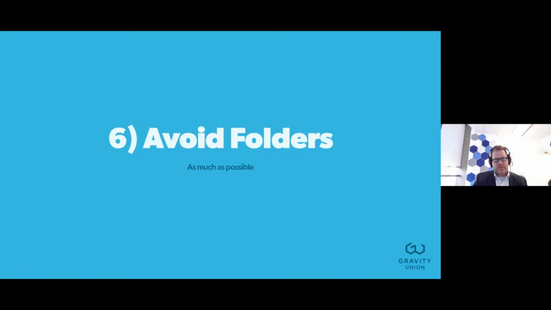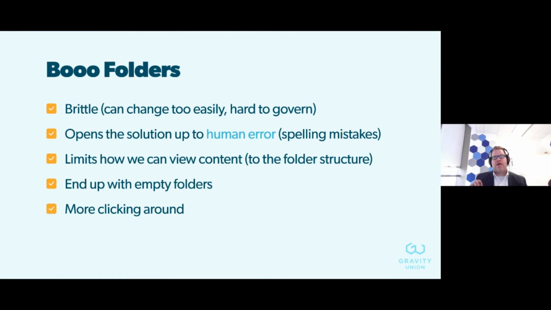Avoid folders. Folders are brittle. They're too easy to change and too hard to govern. If you are using the name of a folder, for example, for your record classification, and someone decides to change a folder called policies that you've mapped to into procedures and policies, that's going to break your auto classification. It really does open up the solution to more human error. Typing out the name of a folder is much more prone to human error than selecting from a drop-down list.